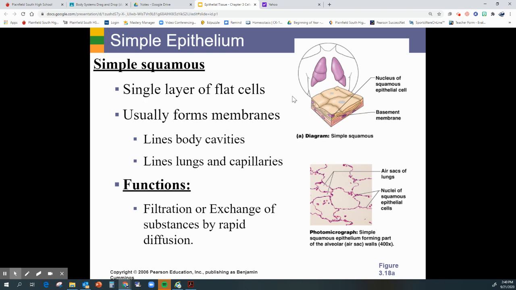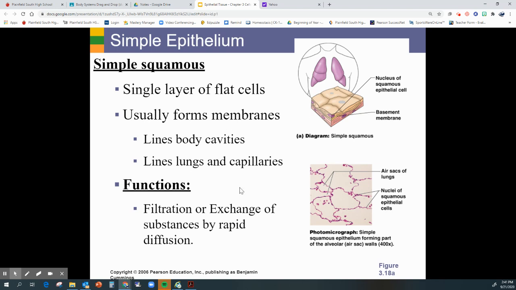Okay. These are the ones that usually form the membranes or the linings of a lot of our body cavities as well as a lot of our hollow organs. All right. So you're going to find it in places inside of the thoracic and abdominal cavities. It would be along the walls of those cavities. We're also going to find it inside of the lungs as well as capillary beds. And the reason for that is really its function. Okay, simple squamous is used for both filtration as well as exchange of different substances.